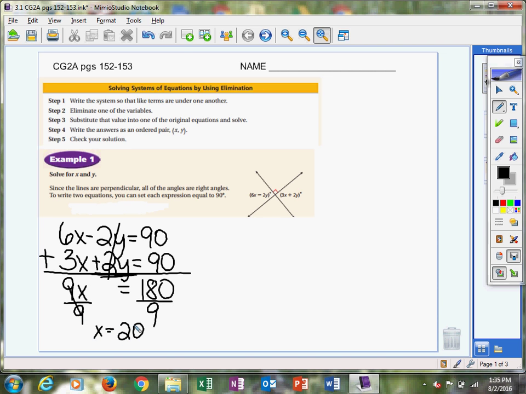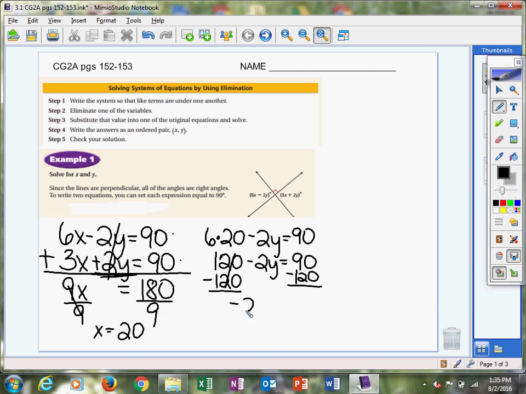Okay? Now what you're going to do is pick one of the original equations, either the top one or the bottom one here, and plug your 20 back in for x. So you can do 6 times 20, there's your 6x, minus 2y is equal to 90. And you've got 6 times 20 is 120. Okay, and then we'll take away 120 from each side, just like this. And we've got negative 2y is equal to, it looks like negative 30. Divide each side by negative 2. And y is positive 15.